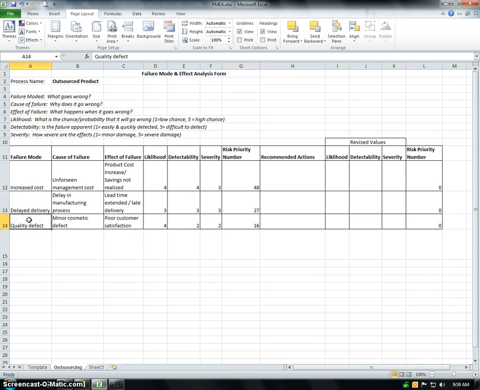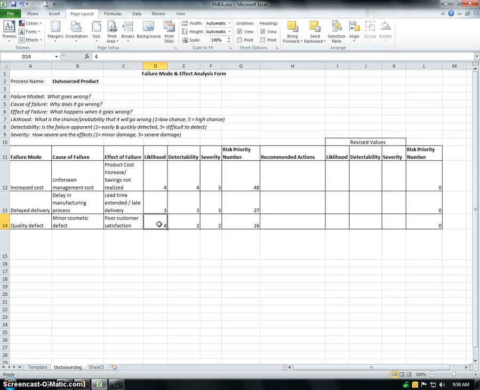And this is actually only a portion of the form that the team filled out. So there's only 3 failure modes listed here. They had many more than this, but I just picked out a couple, for example. They talked about there could be a quality defect. And what was the cause of the failure? They thought maybe just some kind of minor cosmetic defect with the product. And the effect of that would be poor customer satisfaction.